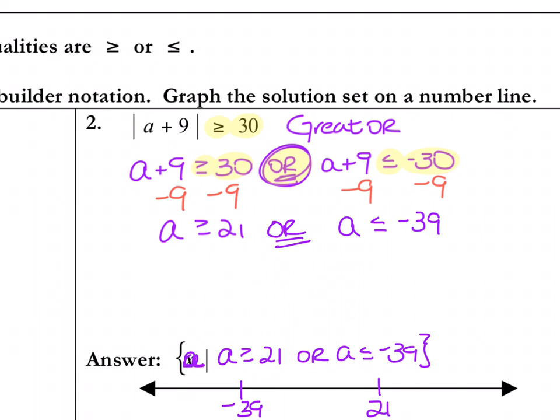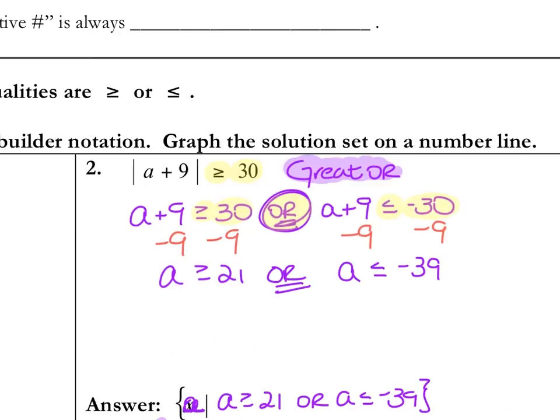So we're going to have closed circles on both negative 39 and on 21. Okay, and then we're shading to the right of 21 or to the left of negative 39. So our graph is here. Now again, an absolute value greater than a positive number, or greater than or equal to a positive number, is always going to be 2 rays going away from each other.